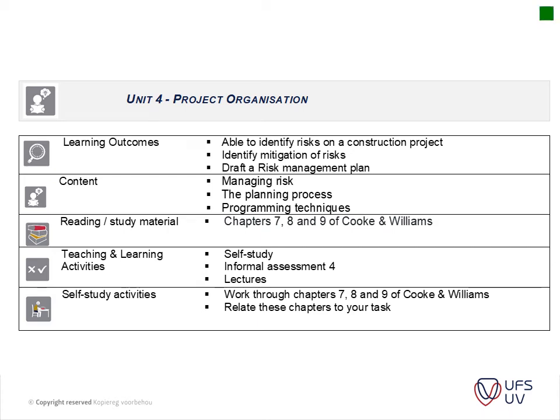Okay, starting looking at Unit 4. In this recording, we're only going to look at Chapter 7, which is Managing Risks. Please note that this unit is all about managing risk, planning the process, and then programming techniques. We're going to look at what type of programming techniques there are. You must be able to identify risks on a construction project, identify mitigation risks, and then draft a risk management plan. So the main focus of all these items is to look at managing risks.